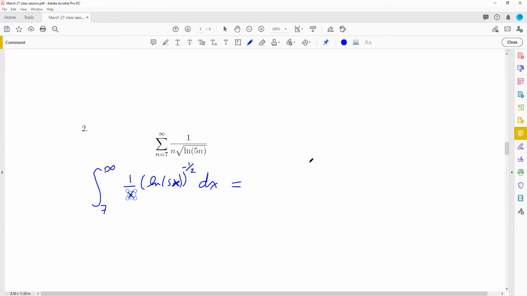The U substitution, probably. Yes, a U substitution is good. So if you think U is log of 5x, because that looks like the nastiest part, right? And what's du? If you take the derivative, yeah, 5 over x. So it's 1 over 5x times the derivative of that, which is 5. It's just actually going to be 1 over x, right? Yes, 1 over x dx.